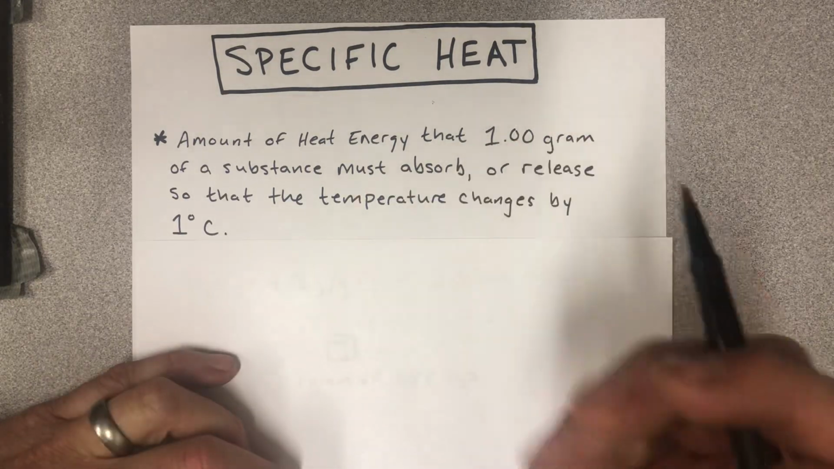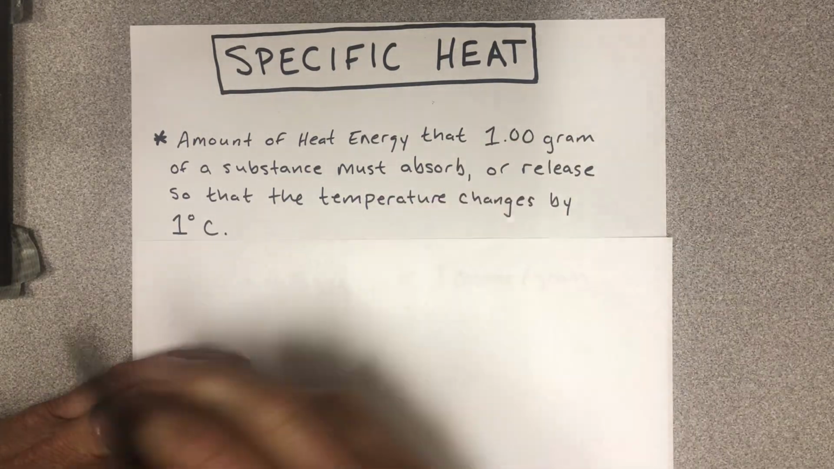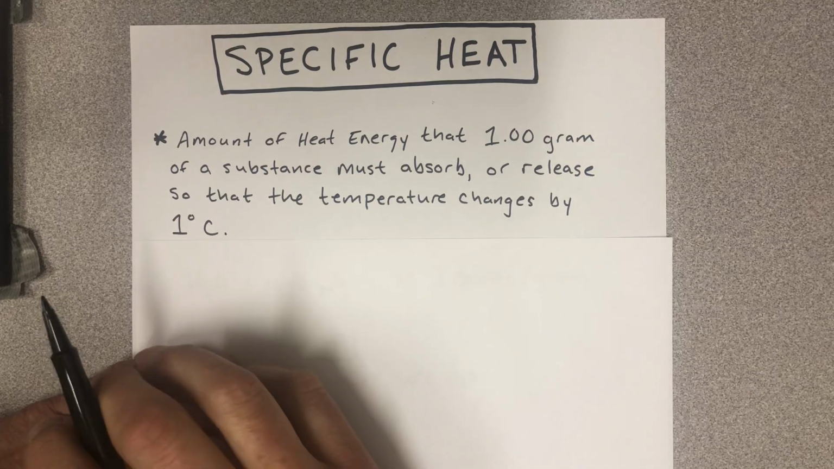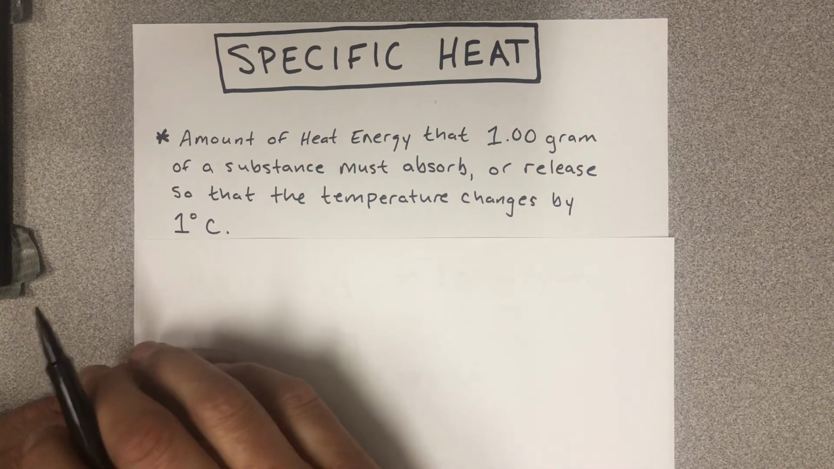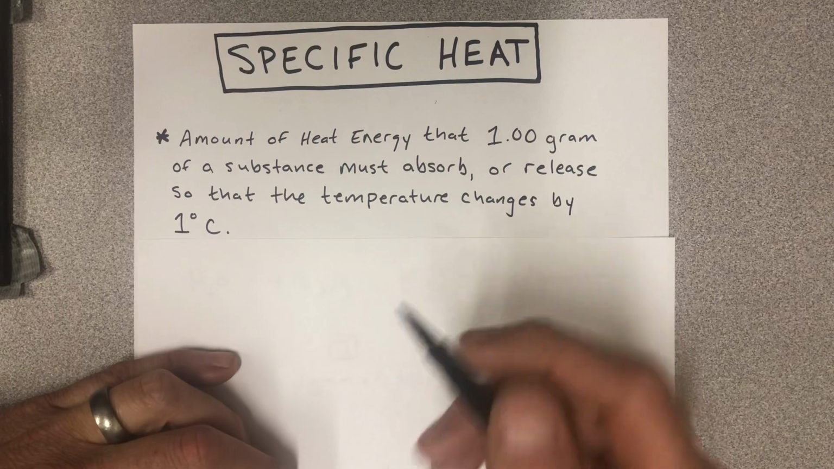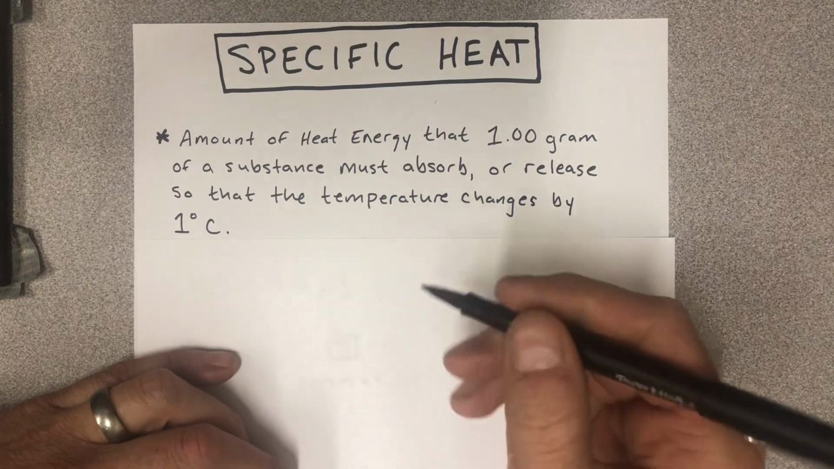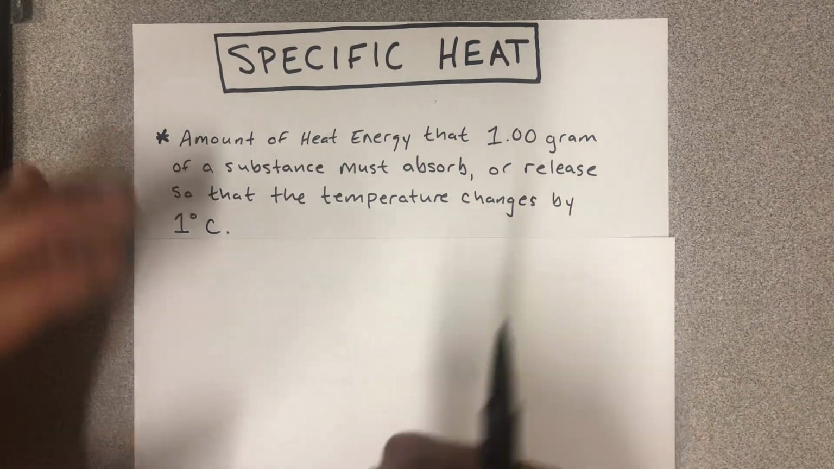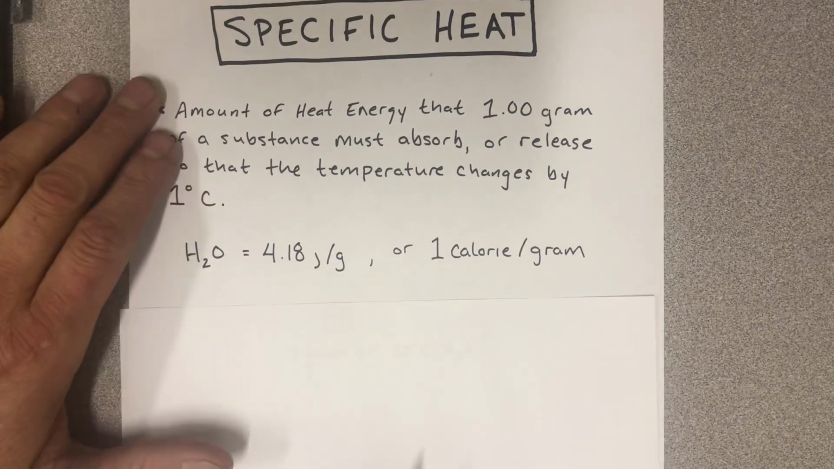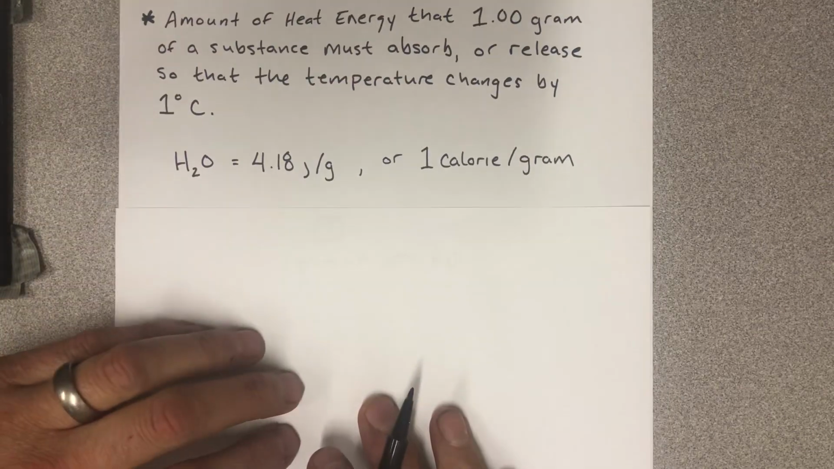So it's the amount of energy that you've got to put into 1 gram of a substance to raise its temperature by 1 degree, or it's the amount of energy that's got to be lost by 1 gram of a substance so that its temperature drops by 1 degree. Okay, so picture this. For water, those amounts are this.